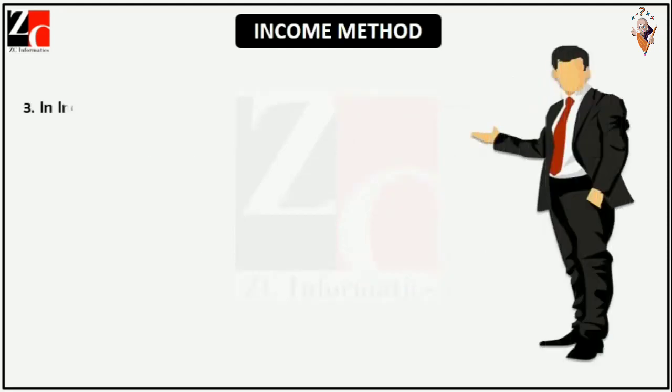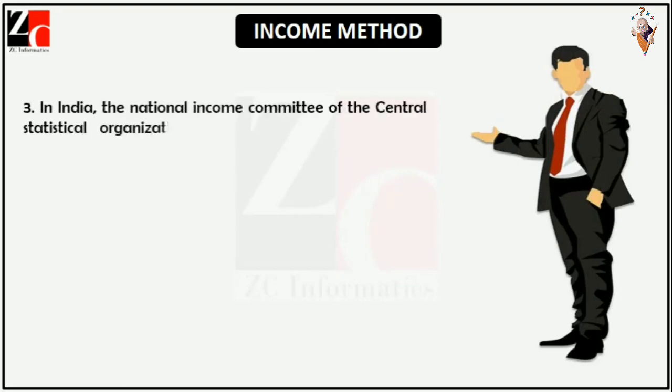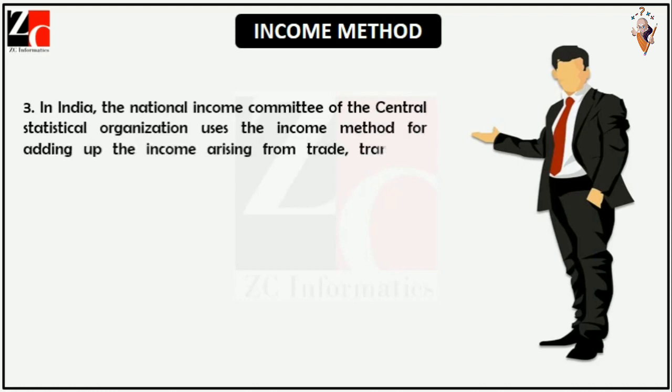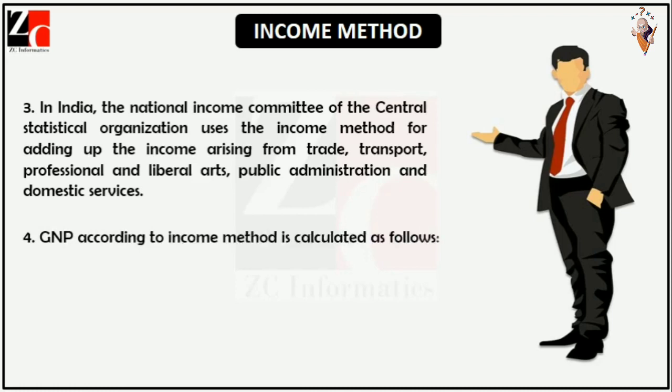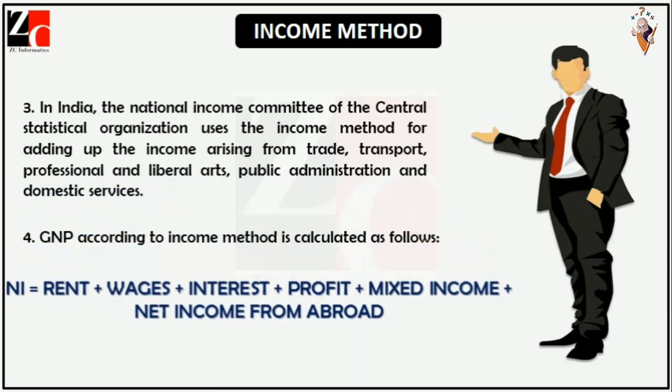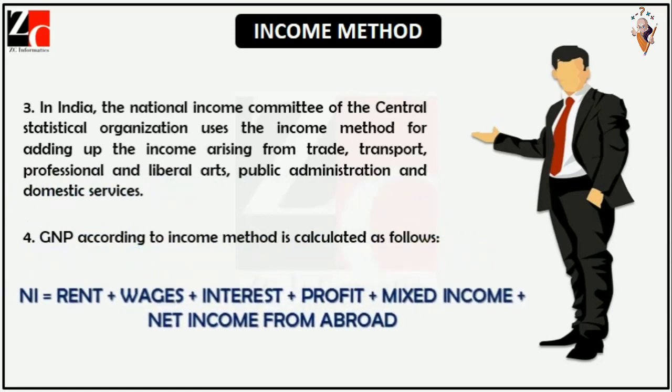In India, the National Income Committee of Central Statistical Organization uses the income method for adding up the income arising from trade, transport, professional and liberal arts, public administration and domestic services. GNP according to income method is calculated as follows. NI is equal to rent plus wages plus interest plus profit plus mixed income plus net income from abroad.